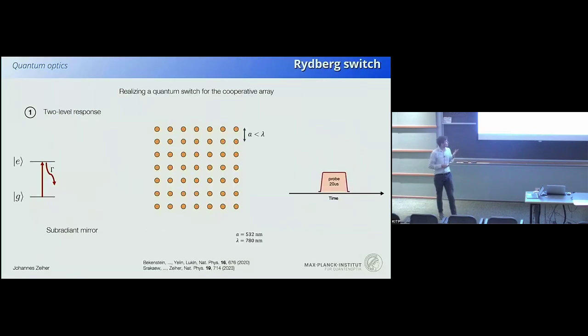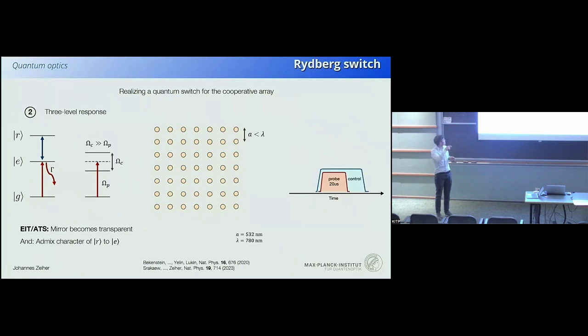So how do we do that? Well, first of all, we start with our array, where the distance between the atoms is smaller than lambda, and this is just characterized by the simple two-level response. We probe the system here in a time scale that is shorter than the Rydberg lifetime, which will be relevant in a second. What we do then is very simply, we just turn on another light field on top of our two-level response that couples to a Rydberg state.